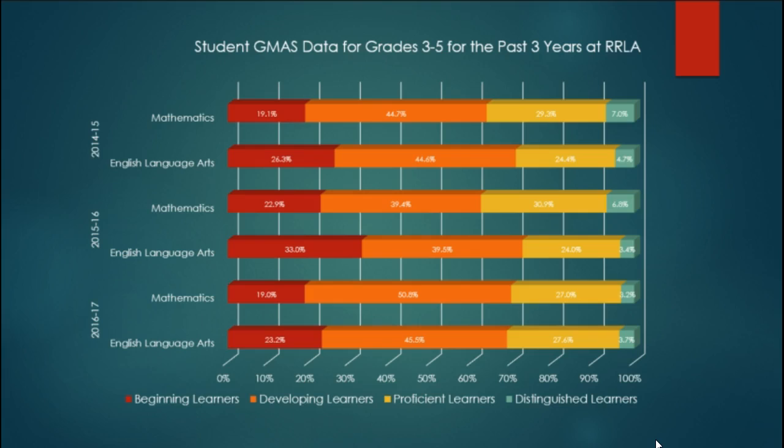Our district has also noticed a need for increased reading and language arts scores. So 2 years ago, our district adopted a program to increase Lexile called Achieve 3000. Math scores seem to have also increased based on the data presented, although our distinguished learners have decreased since 2014.